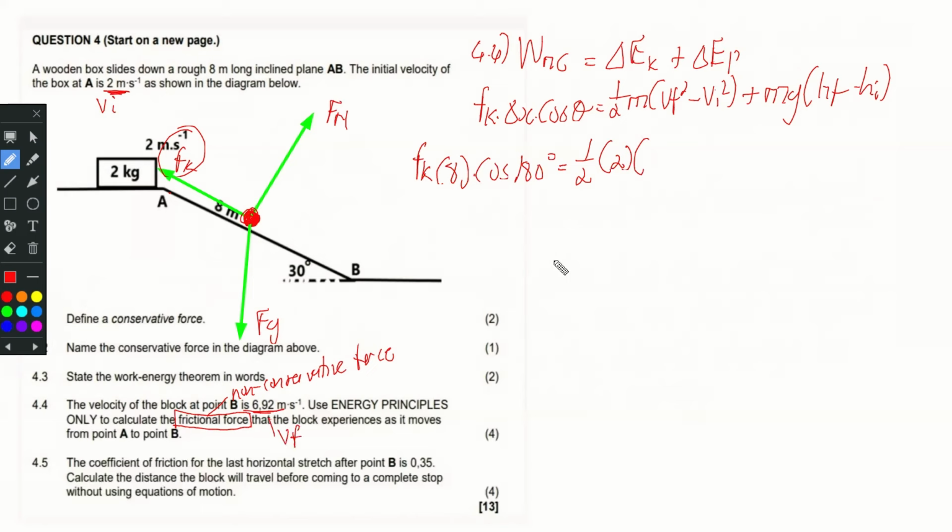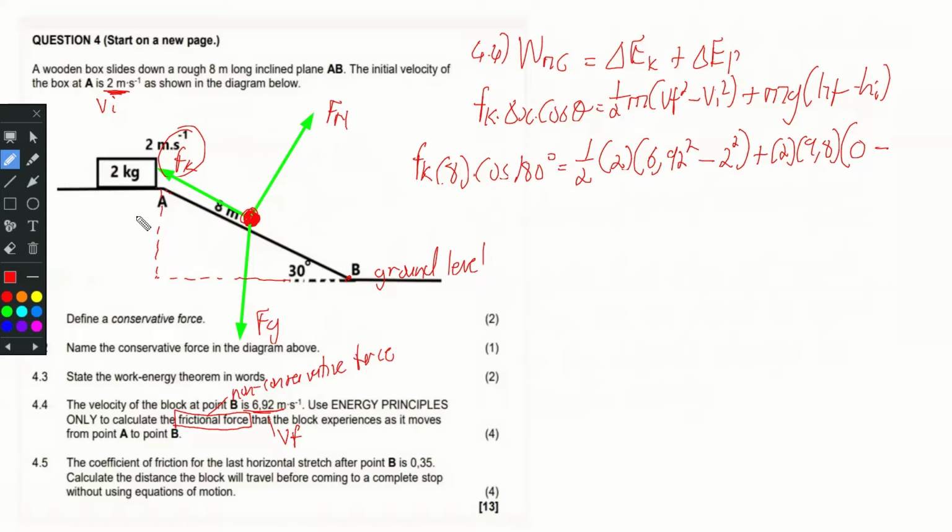So that's V final. So we're going to start with 6.92 squared minus, initially it was at point A, so that's 2 squared, plus the mass is 2 kg, and then we have 9.8. Then height final, that's the height when it reaches point B. At point B, it's on ground level. So that means the height at that point is 0. Then the initial height, meaning at that point right there.